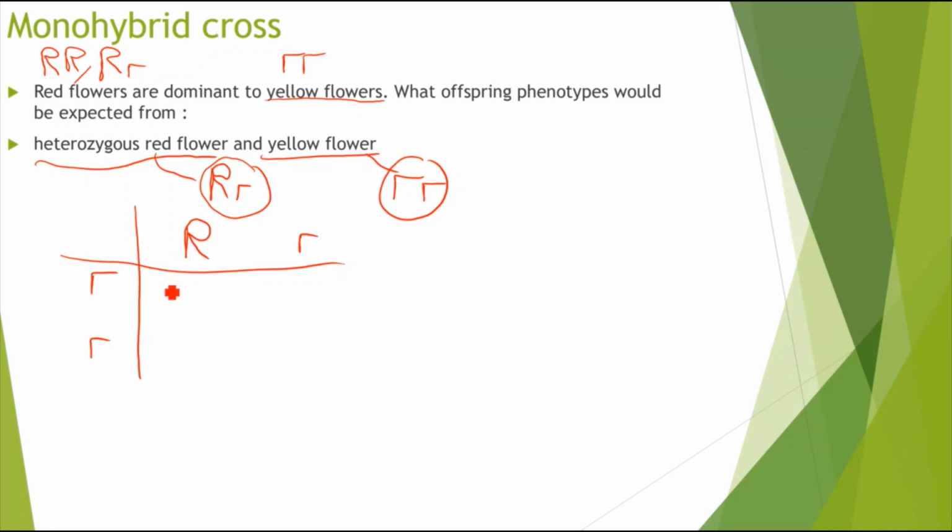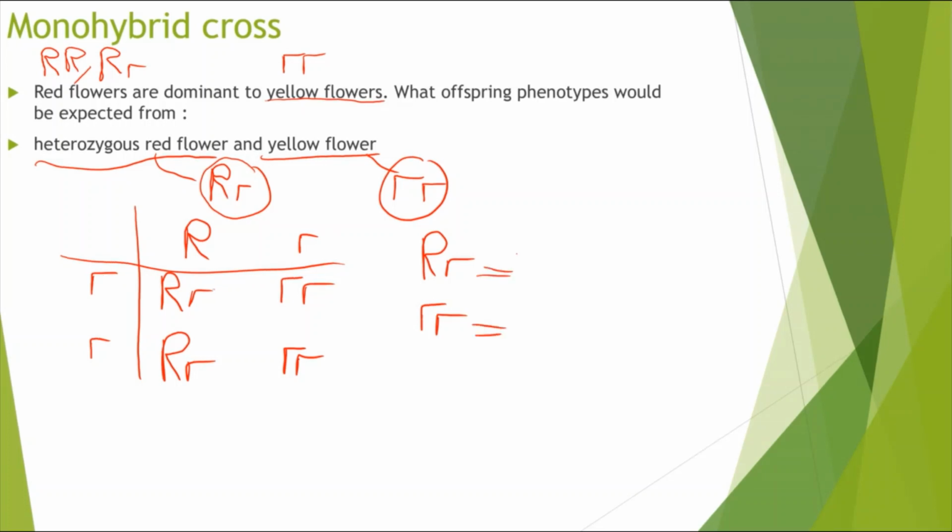So for the first example, it would just be an uppercase R and a lowercase r. Then I would have a lowercase r, then uppercase R, lowercase r again, and a lowercase r and a lowercase r again. So it's asked me for the phenotypes. In this case, just looking at the genotypes first, I have an uppercase R and a lowercase r, and a lowercase r and a lowercase r. So these are the only genotypes I have.